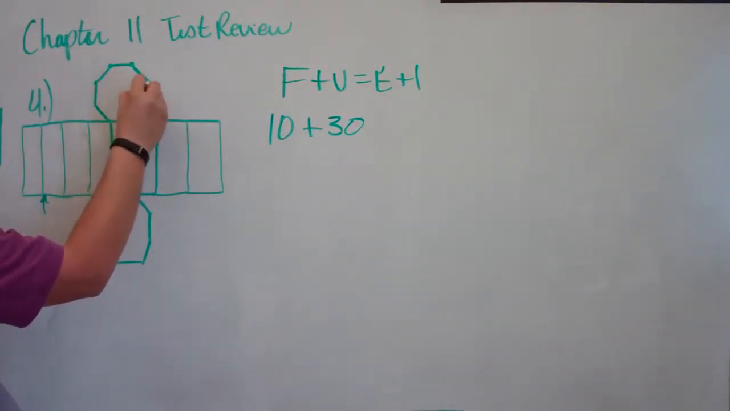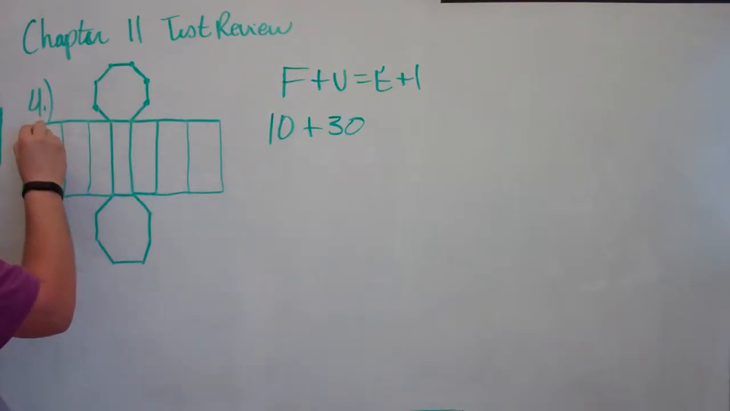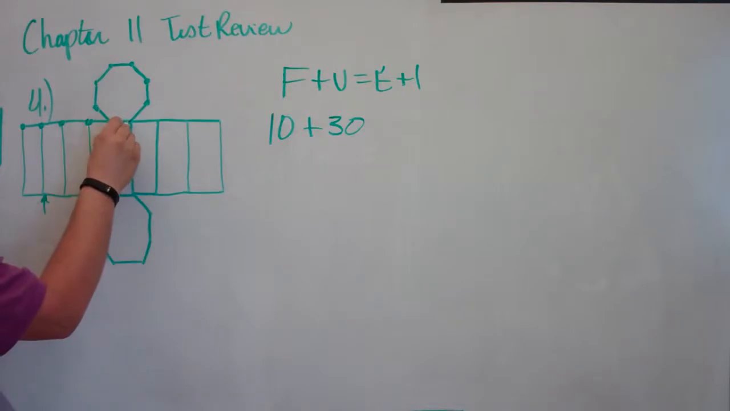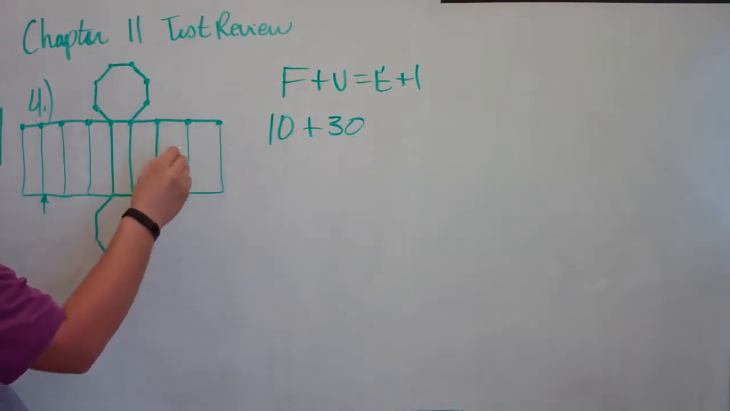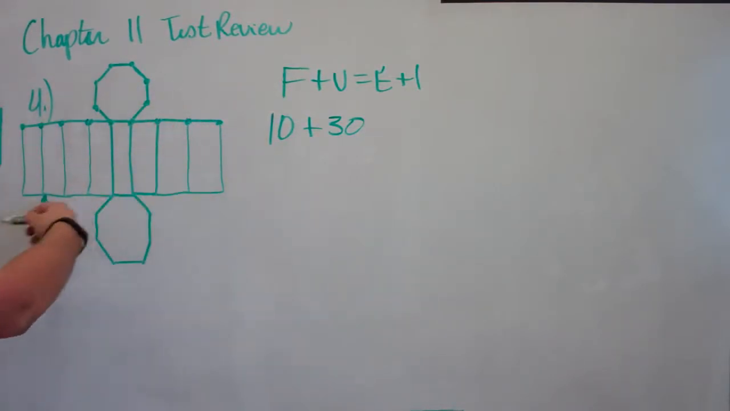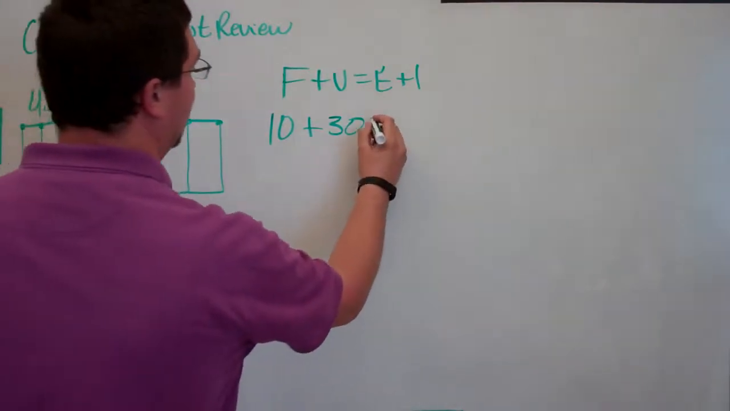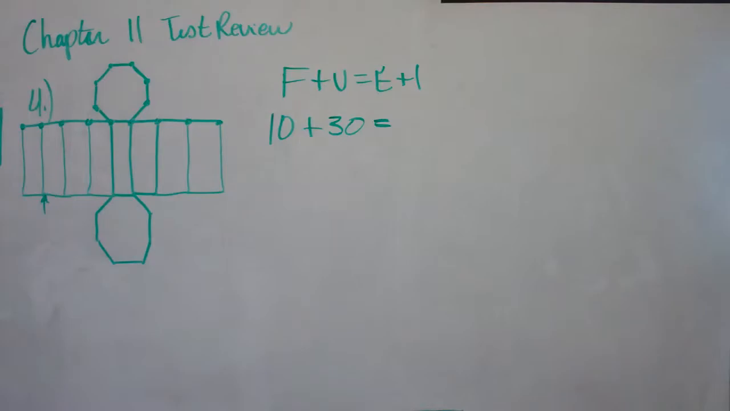All right, remember you count all these. 1, 2, 3, 4, 5, 6. And you also count all these. 7, 8, 9, 10, 11, 12, 13, 14, 15. And see, we got 15 on that side, which means we're going to have 15 on this side, so that's 30. Equals edges. Basically, edges, you count all the individual lines.